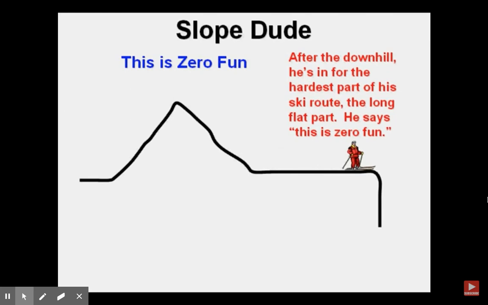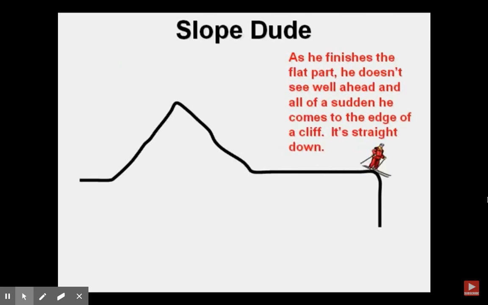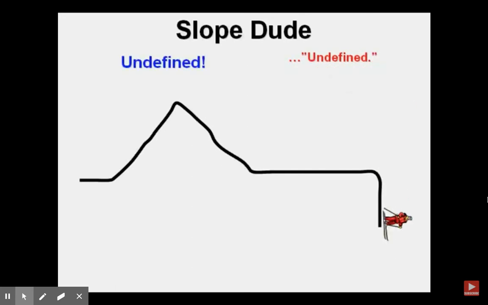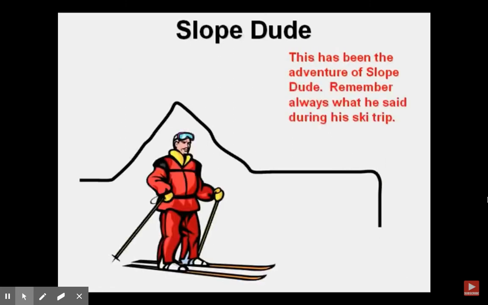And as he finishes the flat part, he doesn't see well ahead, and all of a sudden, he comes to the edge of a cliff. It's straight down. So frightened is he that he says the worst curse word possible in math and in algebra. Undefined! This has been the Adventure of Slope.